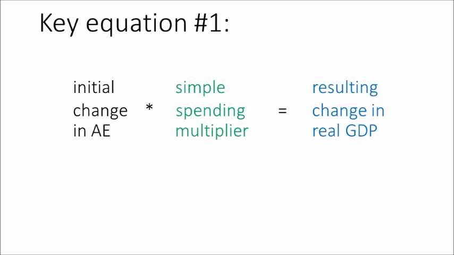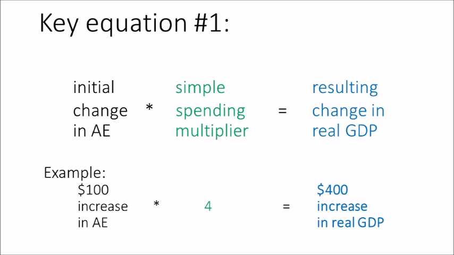For example, suppose the multiplier is 4 and spending changes by $100. Then our equilibrium real GDP will change by $400: the $100 change in spending times the multiplier of 4. Notice that because of the multiplier effect, we assume the multiplier always has a value greater than 1. The resulting change in our equilibrium real GDP should always be greater than the initial change in spending.